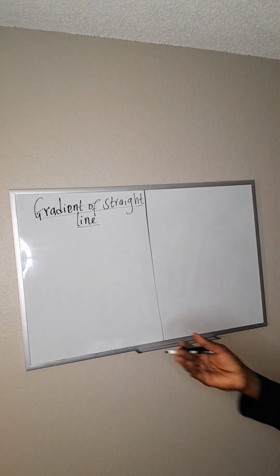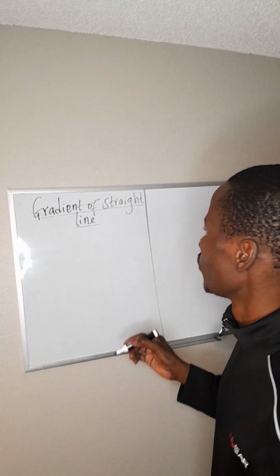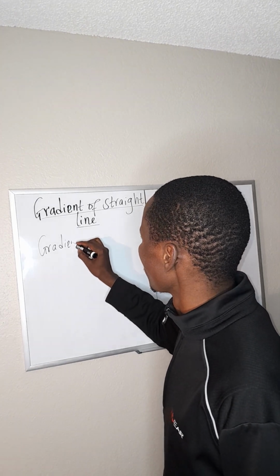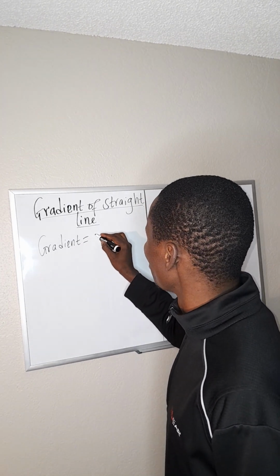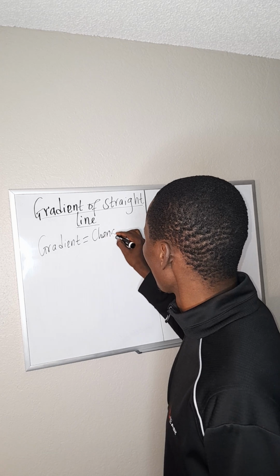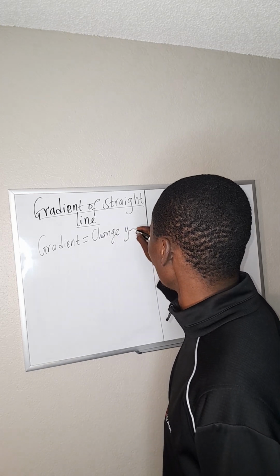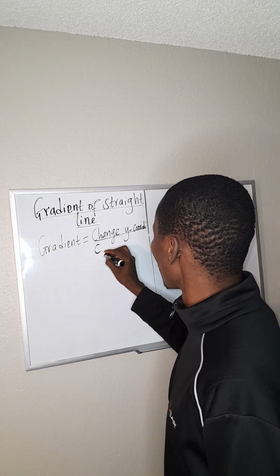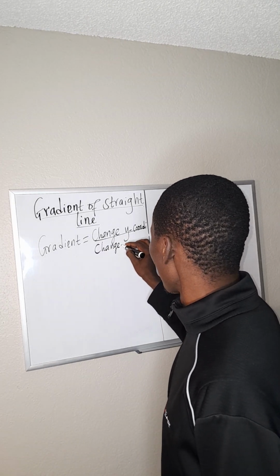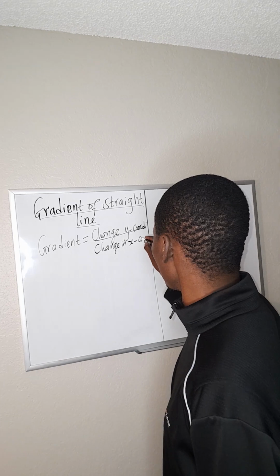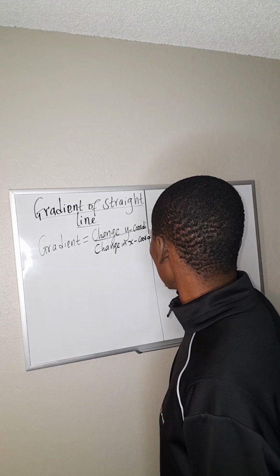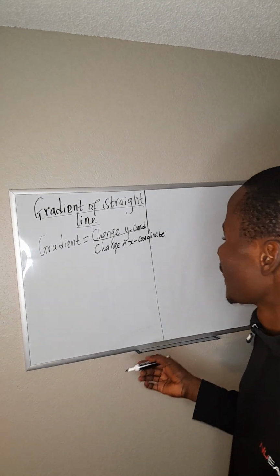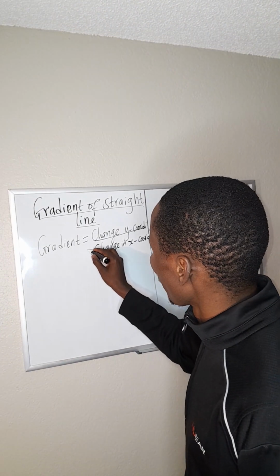But then how do you get the gradient of a straight line? Normally, we say that the gradient of a straight line is given by the formula: gradient is equal to change in y coordinate, divided by change in x coordinate. I would like to simplify this by drawing.